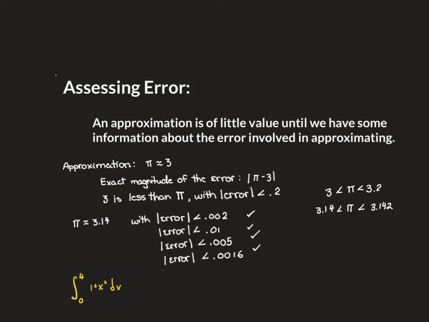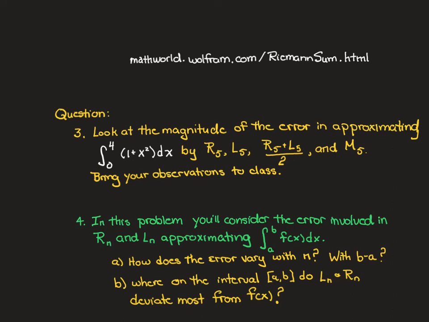In this exercise, we're asking you about an integral that we actually can compute, because then we can see something about the error. And our goal in the long run is to use these methods to find something about an integral that we don't know exactly. The first question here, question number 3, asks you to go back and look at the integral from 0 to 4 of 1 plus x squared dx and its approximations by L5, R5, the average of those, and M5, the midpoint rule.